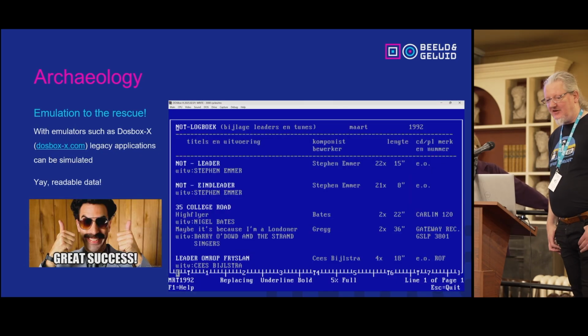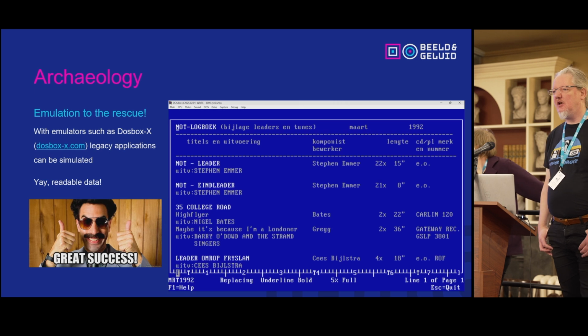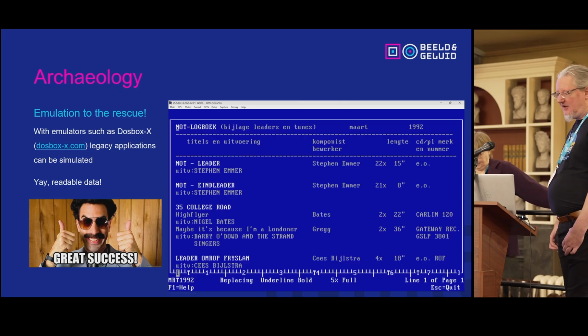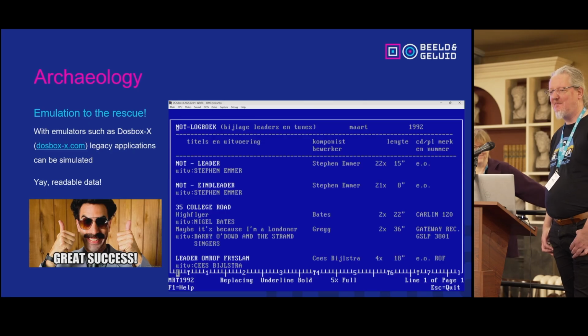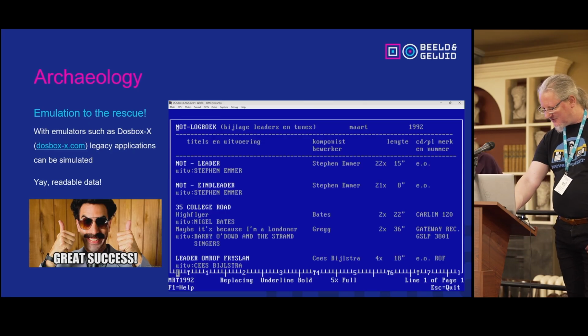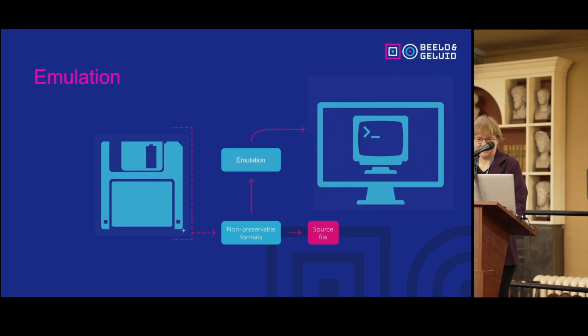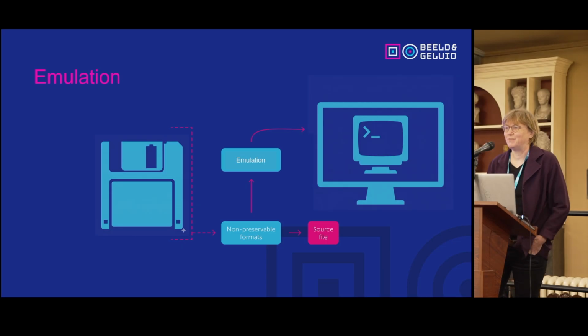But there are emulators. This one is called DOSBox, and it emulates an old MS-DOS PC, so I was able to run the original executable, open the files, and there we have the readable logbook. So I call it a great success.